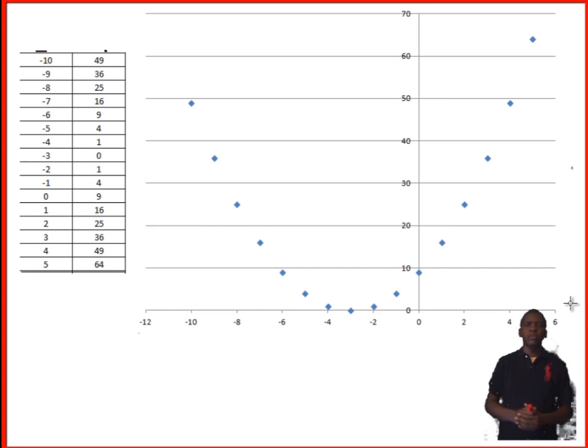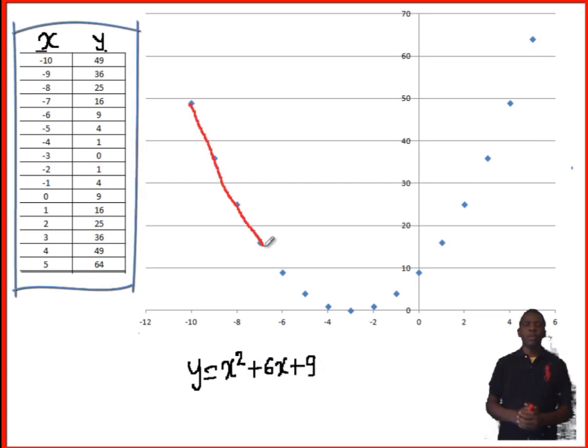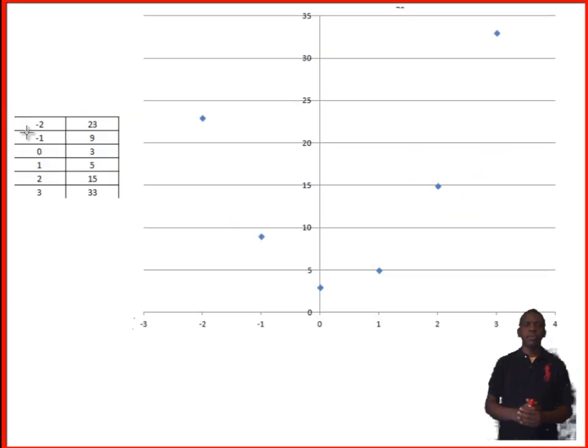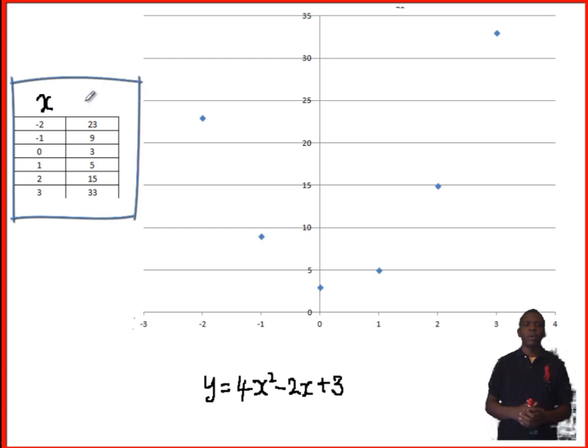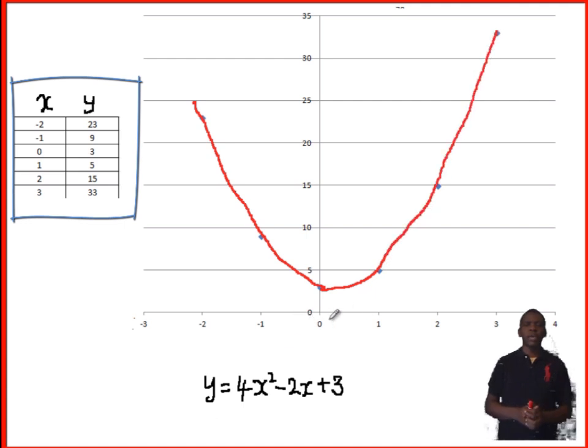Here we have the function y is equal to x squared plus 6x plus 9. We do the same, plot the points and trace the curve. We have a U-shaped parabola. The last example, we have y is equal to 4x squared minus 2x plus 3. We have our set of points which are plotted on the xy plane, and we have another U-shaped parabola. You see here that the coefficient of x squared is positive.